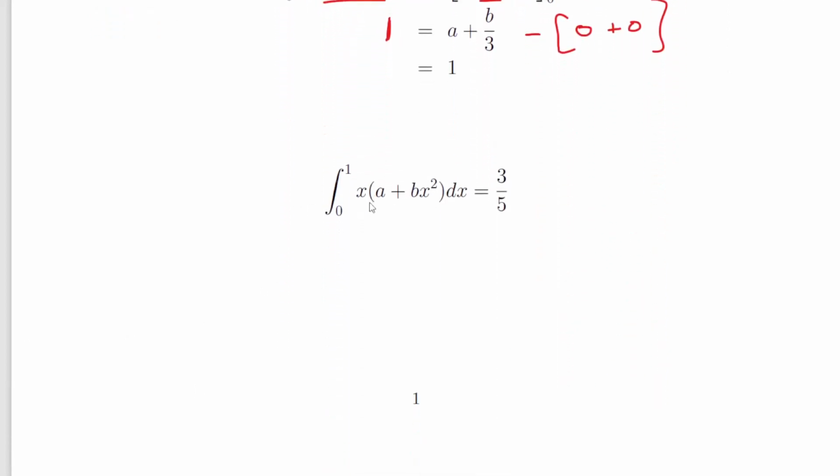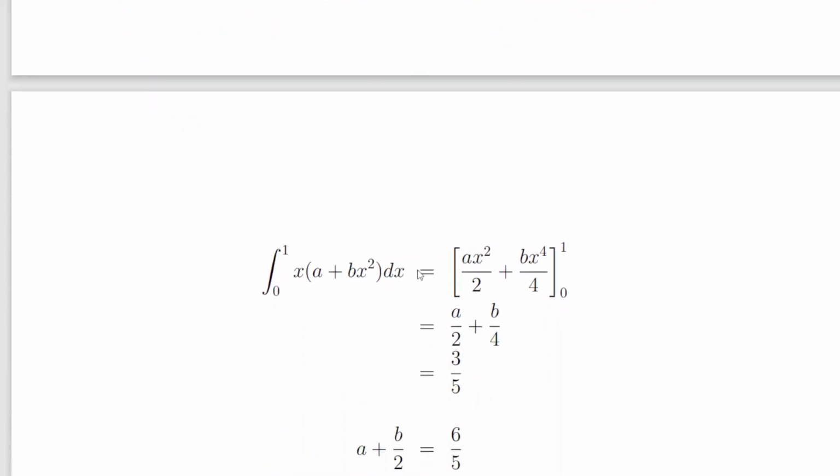The second part is as follows. We do the same thing. This is the expected value of x, and that is a definite integral between 0 and 1 of x times a plus bx squared, and that is equal to 3 over 5. When we calculate this out, we multiply it through to get ax plus bx cubed, and when we integrate that, ax integrates to ax squared over 2, and bx cubed integrates to bx to the power 4 over 4. So that's our definite integral, and again we evaluate it between 0 and 1.